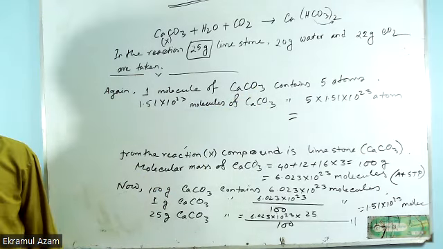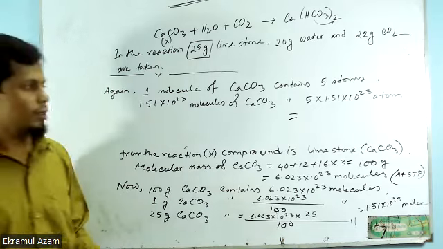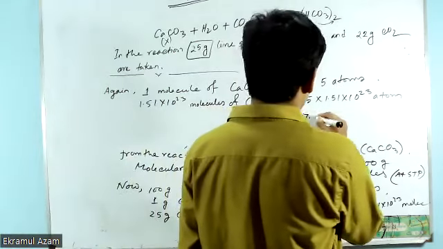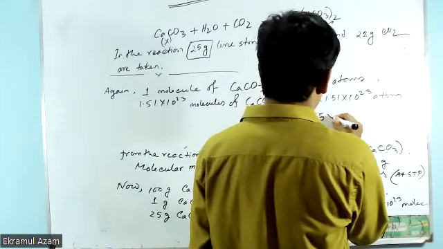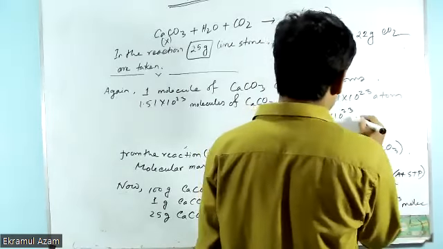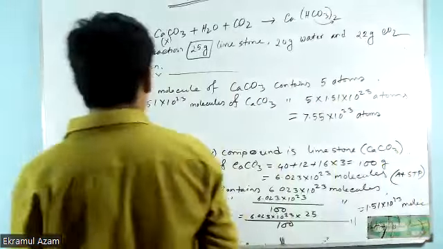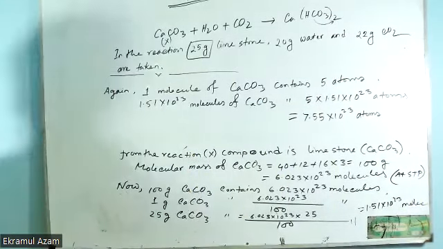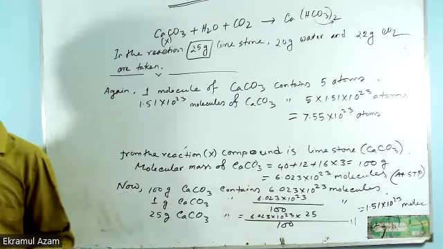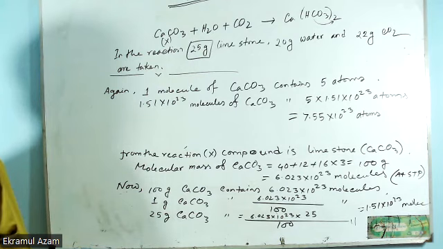So the number of atoms, the answer is 7.55 into 10 to the power 23. 7.55 into 10 to the power 23. Right? Yes, sir. Okay. It's the answer. You understand? Any question? Okay.